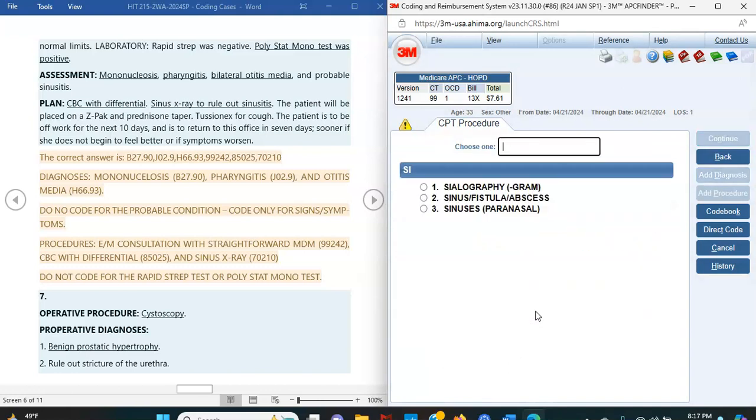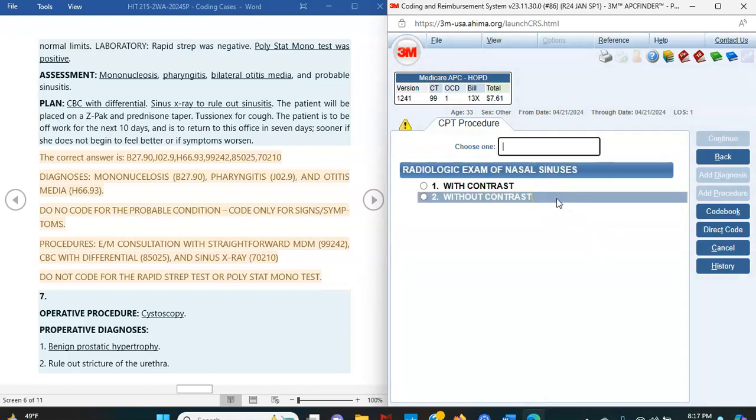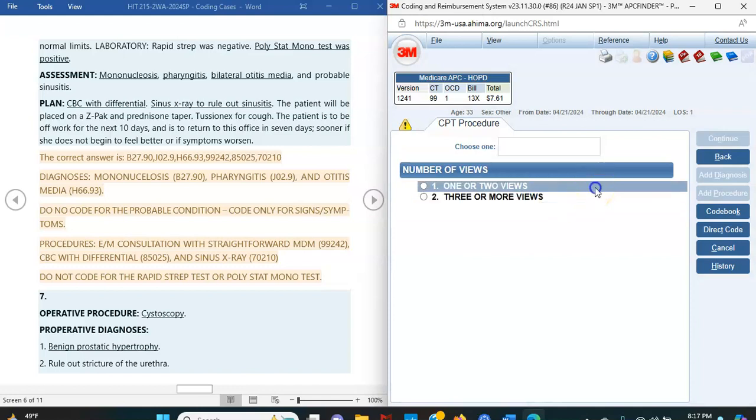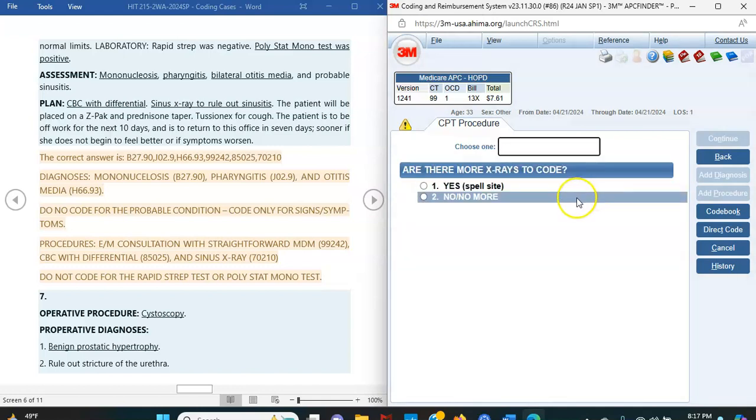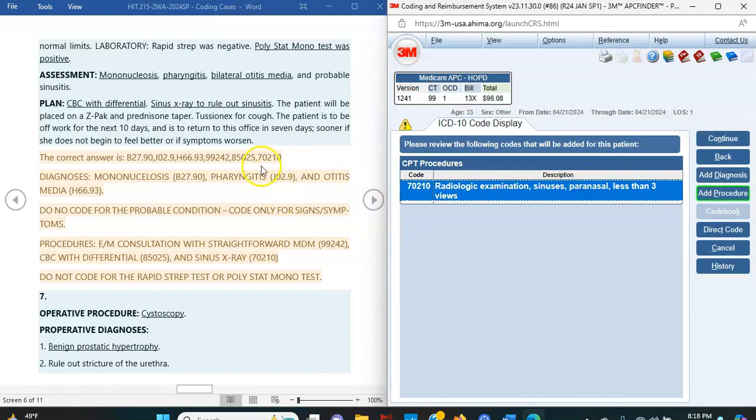Spell site, sinus, paranasal. Without contrast. One or two views. No more sites. So 70210 is going to be our code for the sinus x-ray to rule out sinusitis, and it looks like they did rule it out.